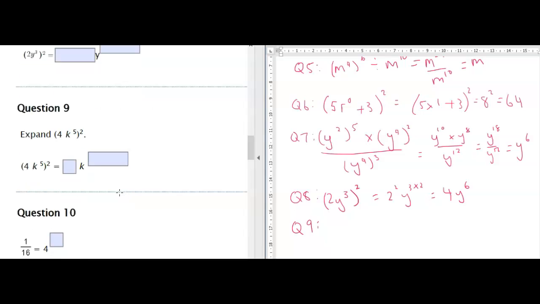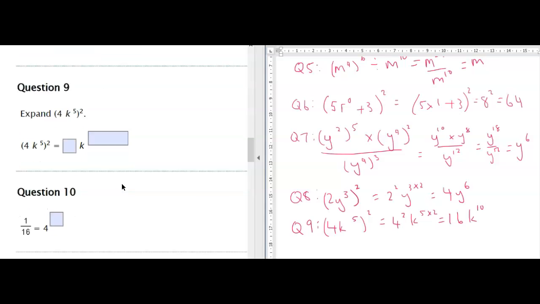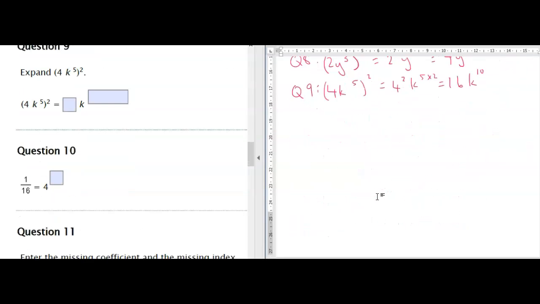Expand. Let's write the question first. Okay, so everything again is taken to the power of 2. So we have 4 to the power of 2 and k to the power of 5 times 2. So 4 squared is 16, k to the power of 10. All right, question 10.